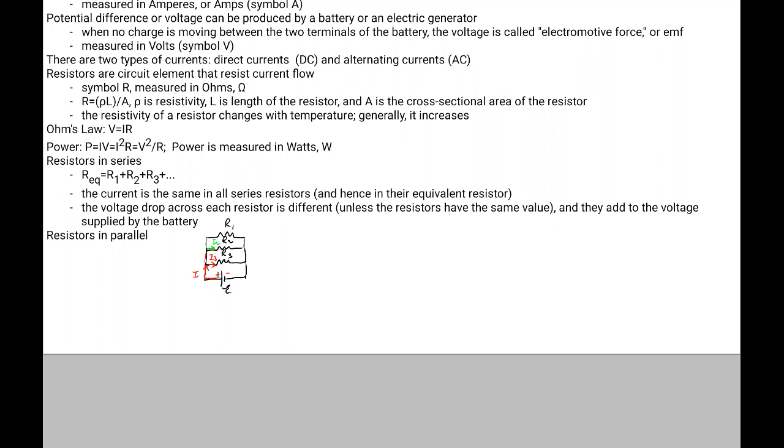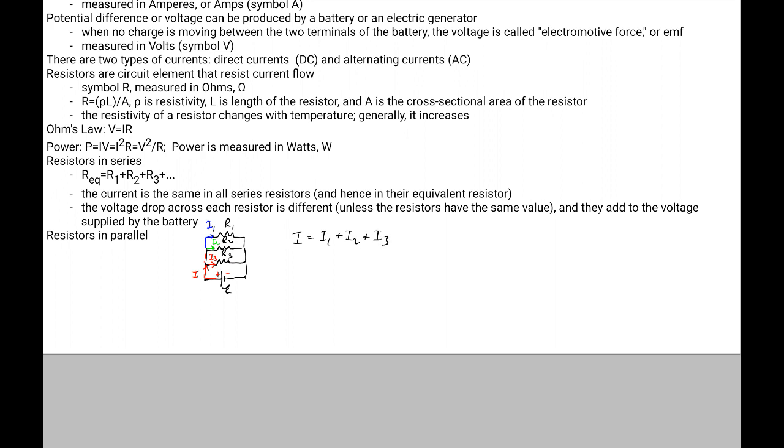And some of that will go through R1, and we'll call that I1. Well, the total current that the battery gave off has to add up to I1, I2, and I3 because, again, we assume that there is no loss of any type of energy in this circuit. So then we can say that I equals I1 plus I2 plus I3.